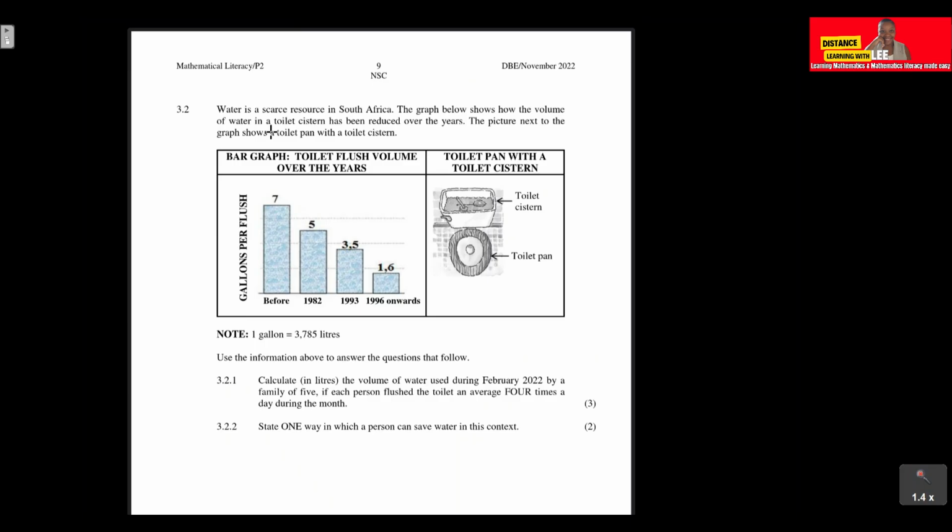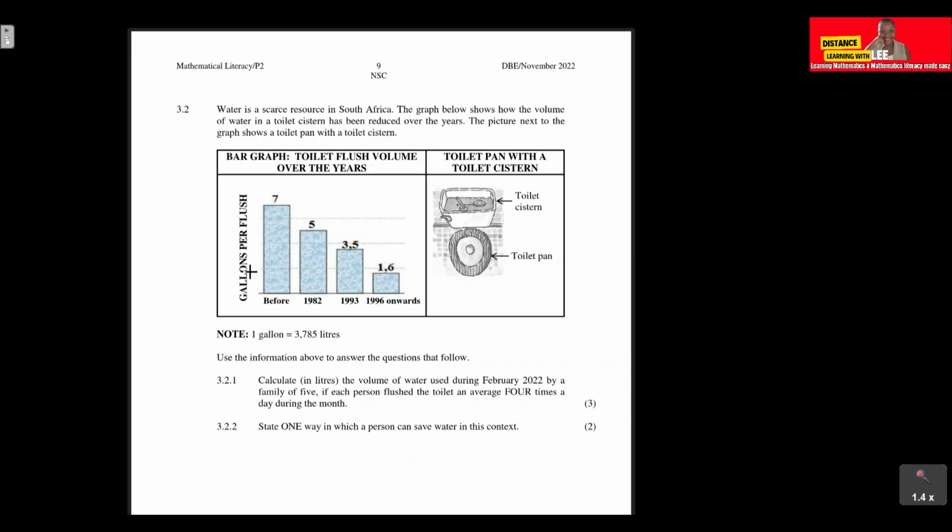It says water is a scarce resource in South Africa. The graph below shows how the volume of water in a toilet cistern has been reduced over the years. The picture next to the graph shows a toilet pan with a toilet cistern, so that is our toilet cistern that is given to us there. So let's have a look at what is going on here. We are given a bar graph which basically represents the toilet flush volume over the years.